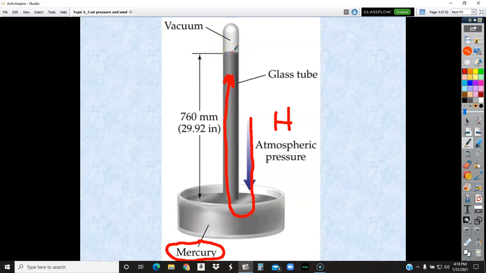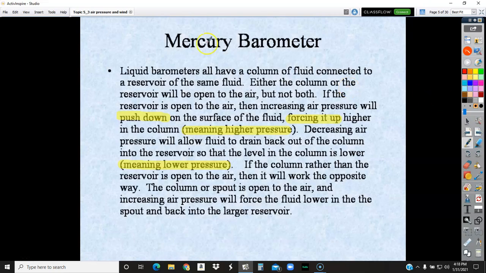If it's a low pressure kind of day, again, low pressure is warmer, moist air. Let's say a storm's coming. I would know that the mercury inside this tube would start to go back down the tube and fill in the dish down here. And so you'd be able to tell that the pressure was dropping. That just talks about the mercury barometer, so I'll skip that.